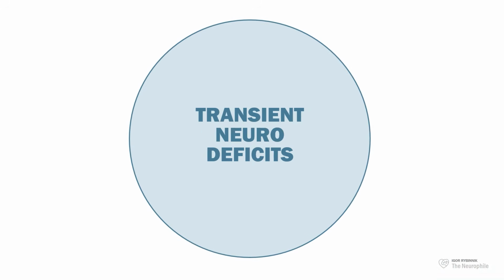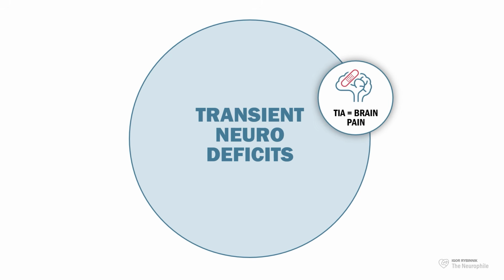Interruption of blood flow to the brain, even transiently, is a very serious issue. And neurological deficits that result from that interruption of blood flow are brain pain. True transient ischemic attacks predict an impending stroke. But the vast majority of transient neurological deficits are not caused by cerebral blood flow problems.